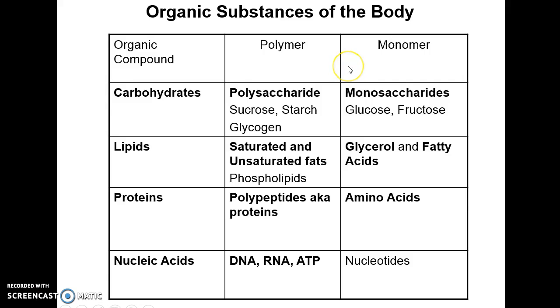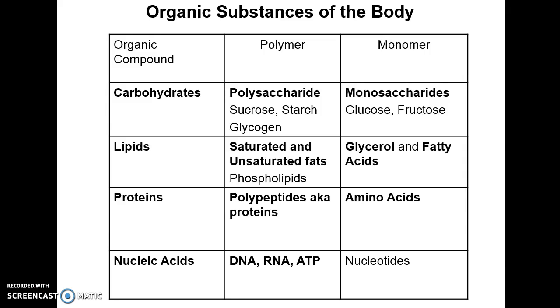So every single compound that we're talking about today has monomers and polymers. A polymer of a carbohydrate is just a bunch of monomers of the carbohydrate stuck together. Imagine the difference between a single link of chain and a whole big string. Each one of those links is a monomer, the whole chain is a polymer. So that's the difference between monomer and polymer.